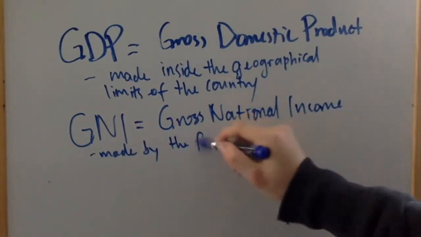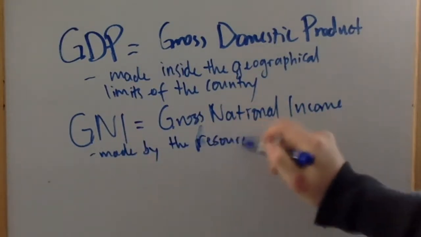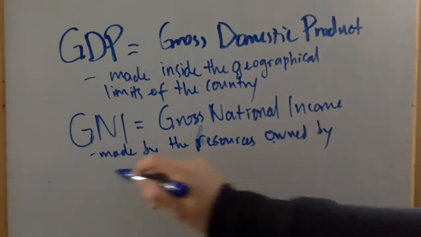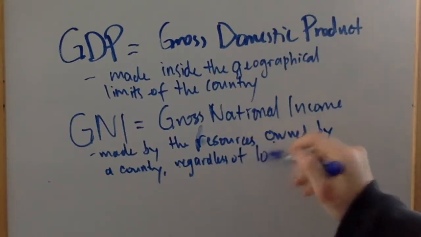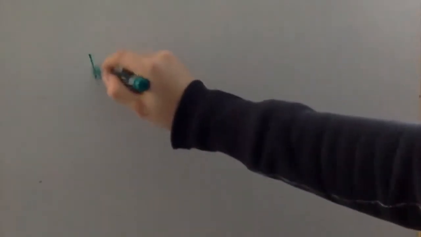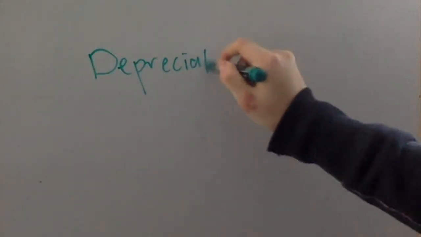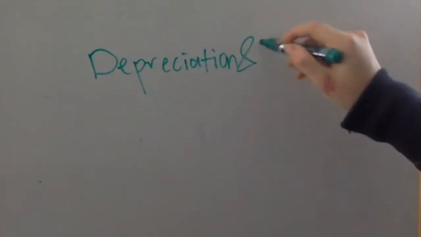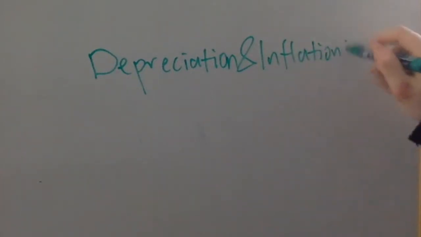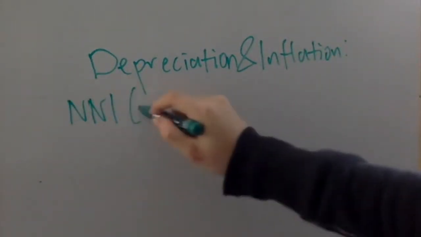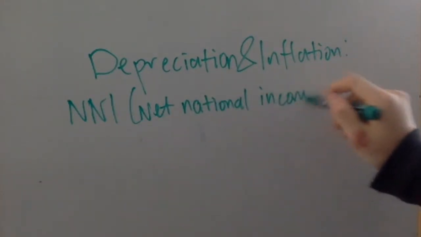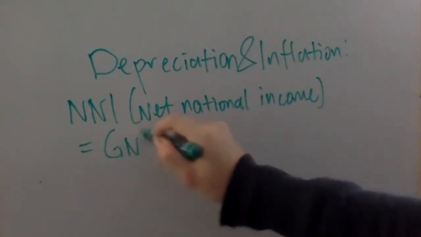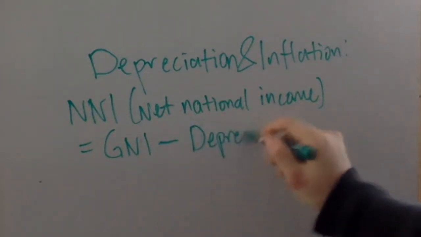The difference between these two measurements lies in the location. If a Chinese company opened a factory in Canada, its output would be counted towards the Canadian GDP, but Chinese GNP. It's also important to note the imperfections in GDP and GNI. These measurements do not take into account the depreciation of capital. For example, if you have a piano, the older the piano gets, the more value it loses. The net national income, NNI, is equal to GNI minus depreciation value.